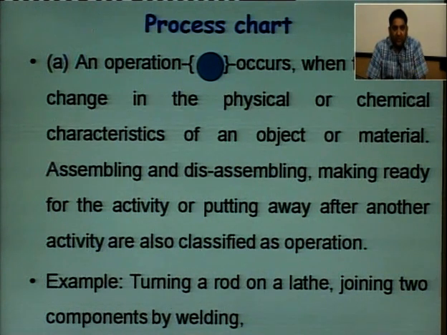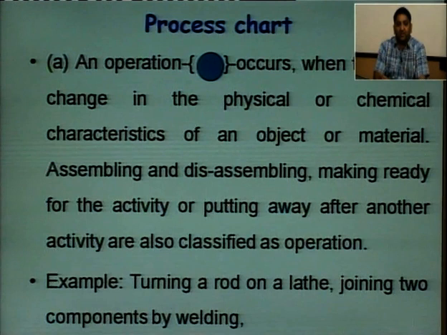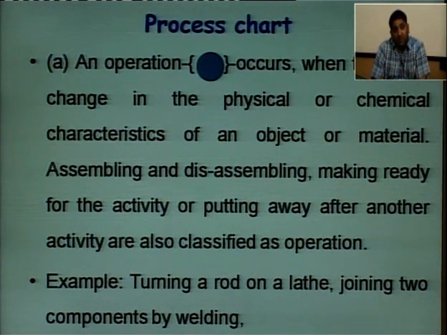An operation, represented by a circle, occurs when there is a change in physical or chemical characteristics of an object or material. Assembling and disassembling, making ready for the activity or putting away after another activity are also classified as operation. Example, turning a rod on a lathe, joining two components by welding comes under the operation represented by a symbol circle.